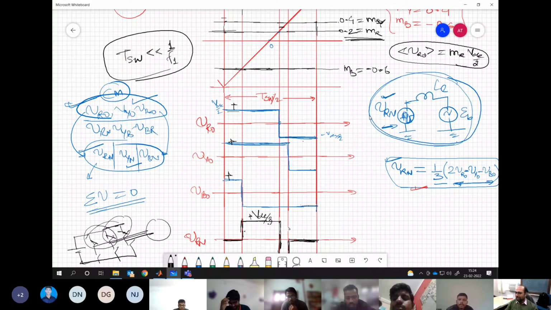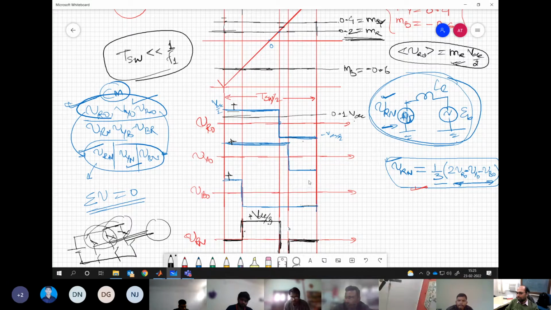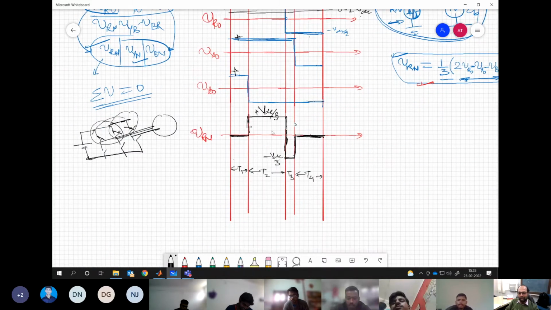This is the sine triangle you are learning for the past 3-4 days, right? What voltage are you trying to realize over here? M times VDC by 2. What value of M is there? 0.2. So effectively this pole voltage we have applied is trying to get a value of 0.2 times VDC by 2, or you can say 0.1 VDC. Isn't it? Yes or no? Yes, sir. So what is the voltage we are trying to realize here in VRN?